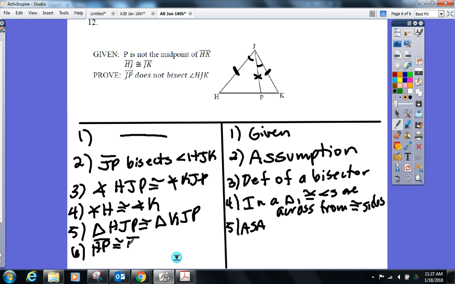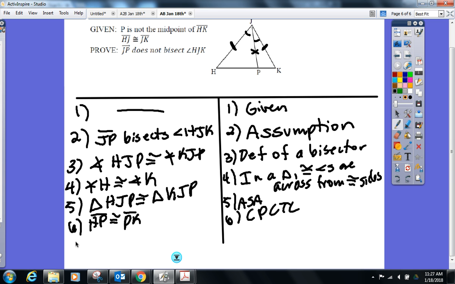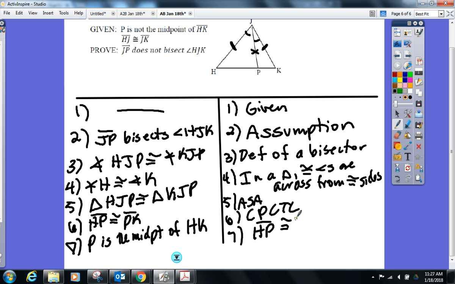Now what do we know about HP and PK? They're congruent by a little thing we like to call CPCTC. Now what do I know about point P? It's a midpoint. I'll help you out with the reason here. Some of you may know it, though. Not definition of a midpoint. P is the midpoint of HK. How do you know? Yeah, because you just proved HP congruent to PK, so it's got to be a midpoint.